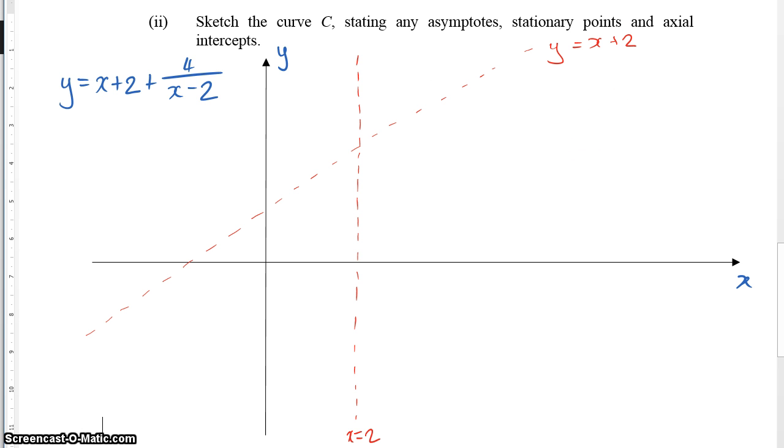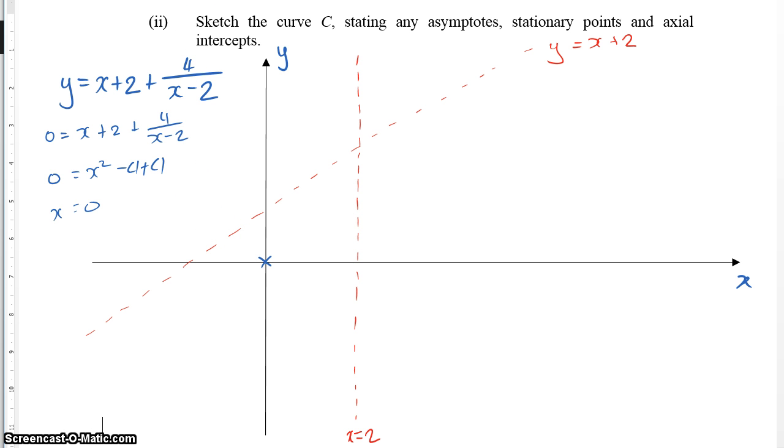What about turning points? So, or axial intercepts, rather. So when y equals 0, I would get 0 equals x plus 2 plus 4 over x minus 2. Multiply through, so 0 is equal to x squared minus 4 plus 4. That means that x equals 0. So when y equals 0, x equals 0, so (0, 0) is my x-intercept. And of course, that's also going to be my y-intercept, and in this case, it'll be my only intercept.